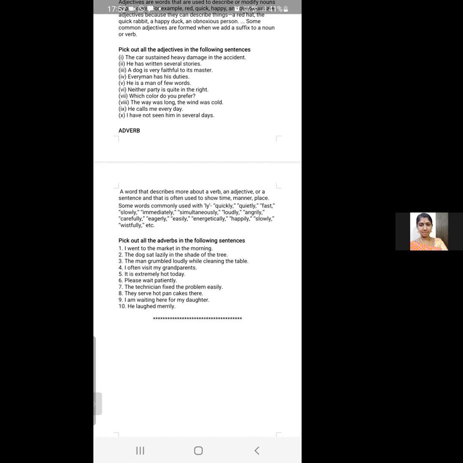Friendly. Slowly. Quickly. Run fastly. Give some examples for adverbs. Carefully. All the lys. Eagerly. Happily. Easily. So these are commonly called adverbs, which describe more about the verbs.